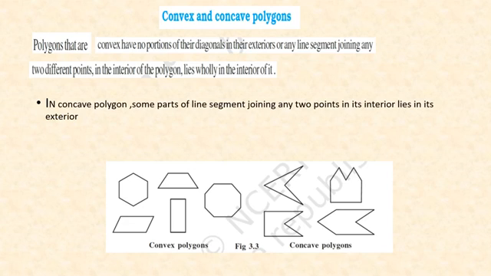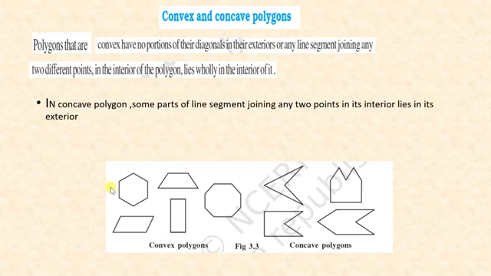And we have another way to check a convex polygon: if we take any two points in the interior of the polygon and join them, and that line segment lies in the interior of the polygon, then it is called a convex polygon. Means if you take any two points in the interior of a polygon and join them, if it lies completely inside it, then it is a convex polygon, otherwise it is a concave polygon.